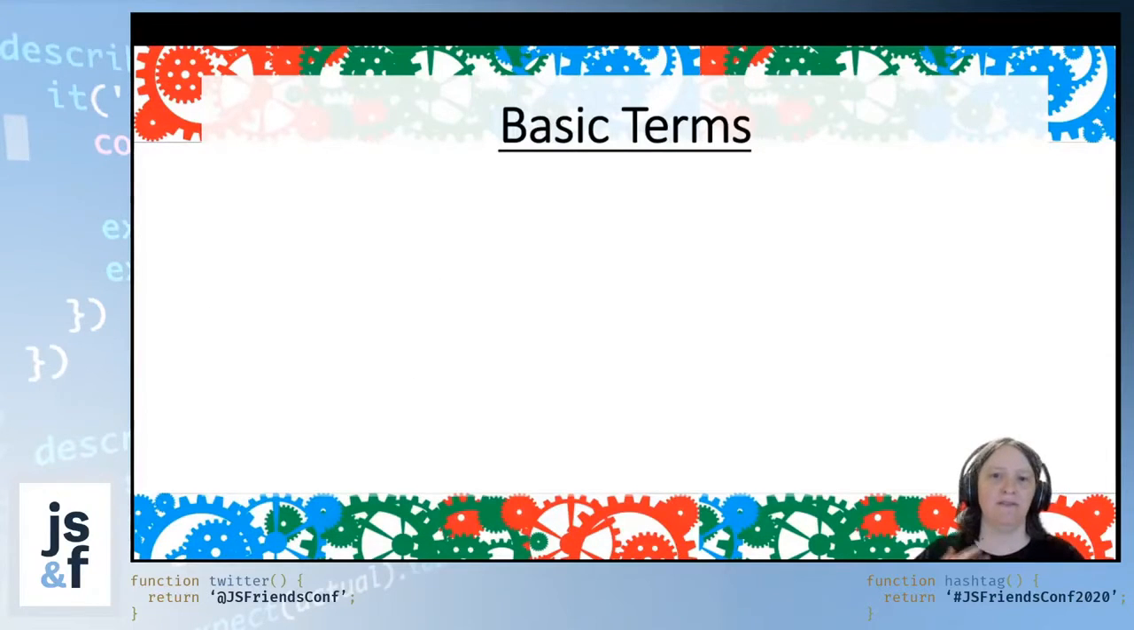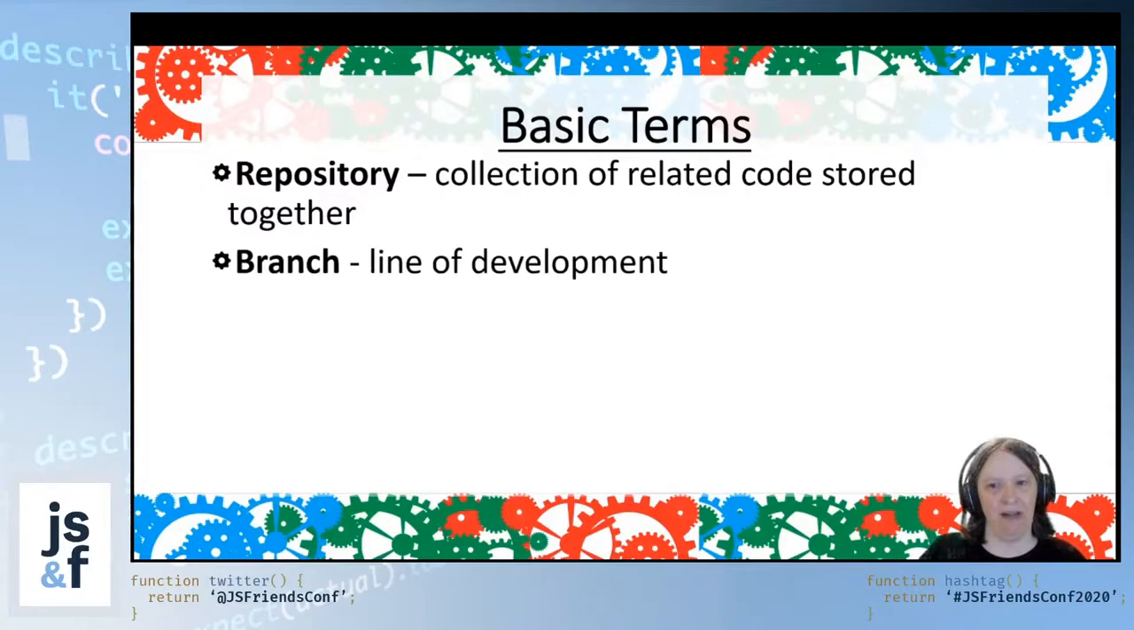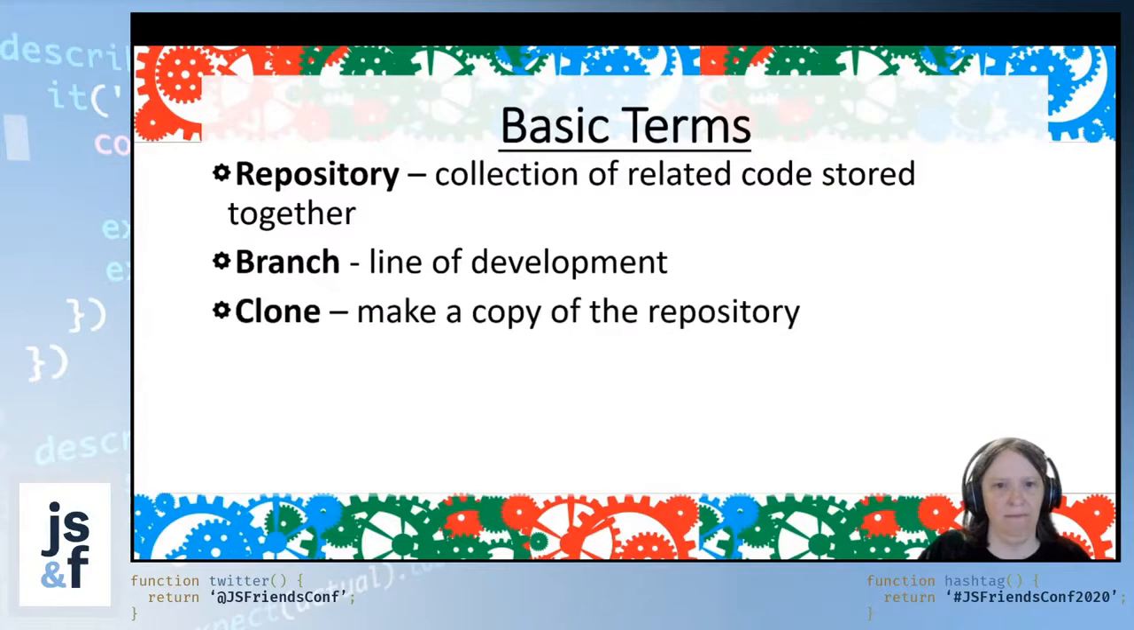Now, some folks aren't familiar with going into source control, so let's get some basic terms out of the way. A repository is a collection of code that's related and stored together. A branch is your line of development. So you could be working in a development environment, a staging environment, a production environment. You could be running something locally. Maybe you're working on a brand new feature, so you have your own feature branch. A line of development is basically, I'm working on something or something needs to go somewhere. We'll talk more about branches when we get to the demo.